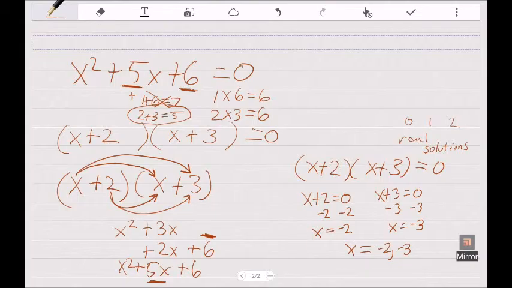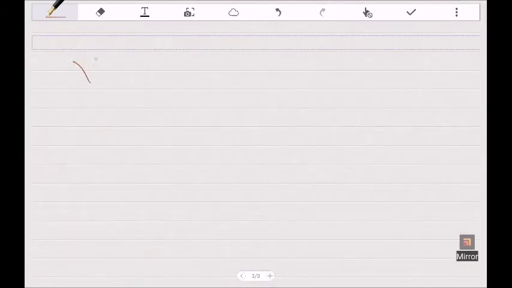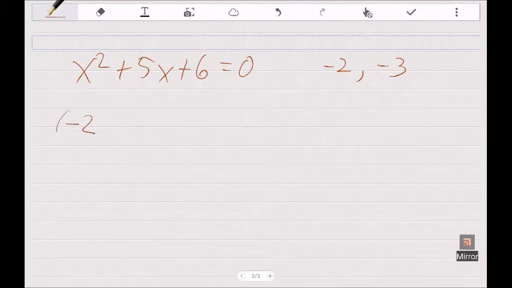Now just for fun, let's plug those in and see if they work. So, x squared plus 5x plus 6 equals 0. Let's test that out. Our answers were negative 2 and negative 3. So let's plug those in. Always, always, always put parentheses around your answer, or whatever you're plugging in.